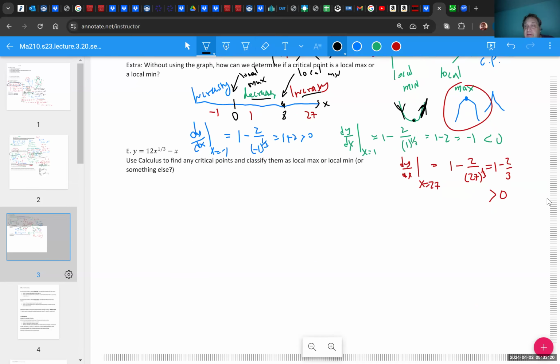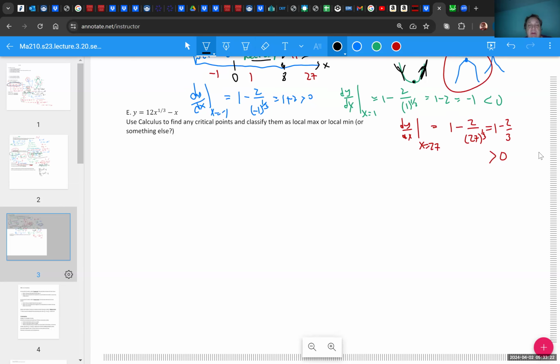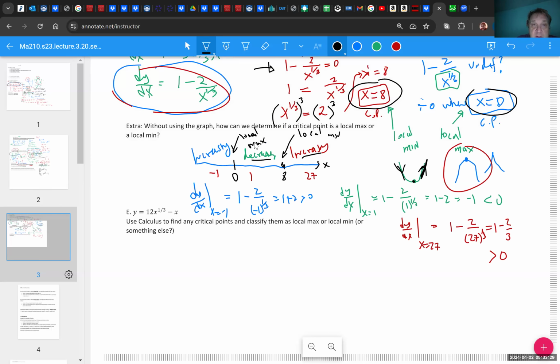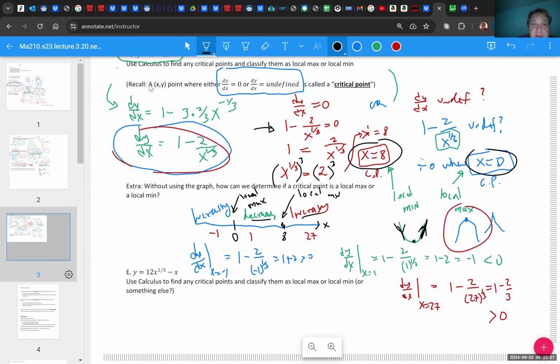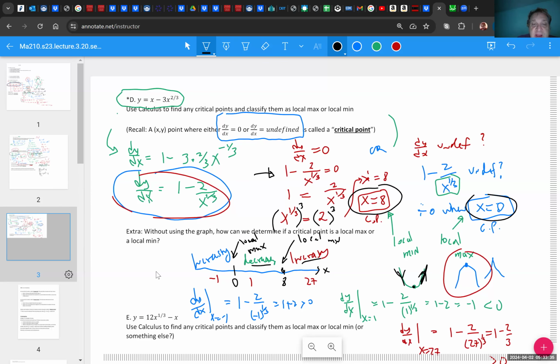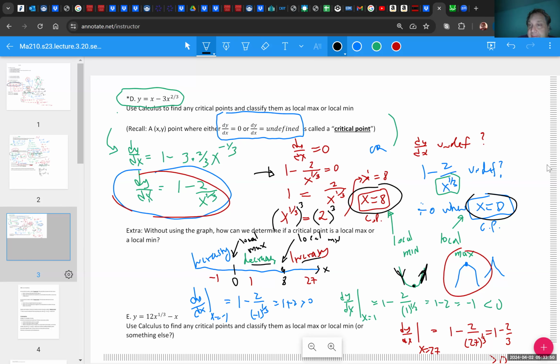All right, let's do this other example on this page. So I have 12x to the 1/3 minus x. So this is not too similar. This is kind of like this one backwards, but it has a different exponent. This is 2/3 exponent. This is 1/3 exponent. This is kind of a similar kind of problem. So I might expect something like a critical point when equal to 0 and maybe 1 when it's undefined. We're going to find out.